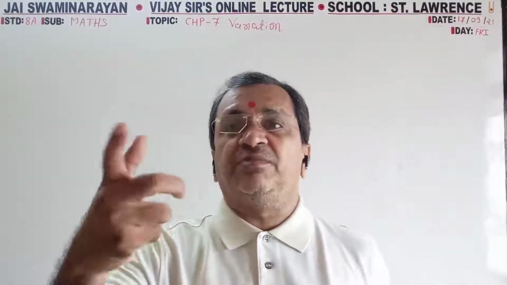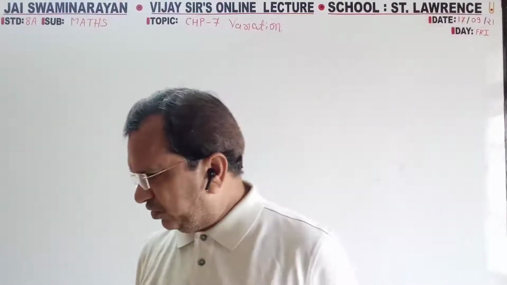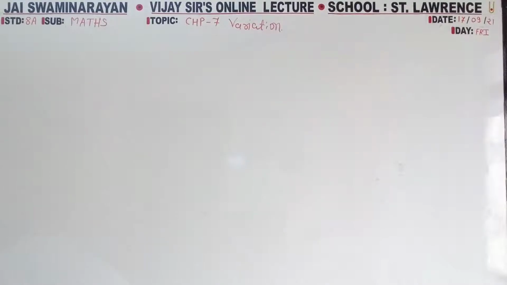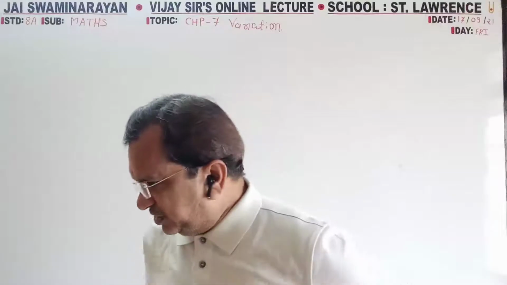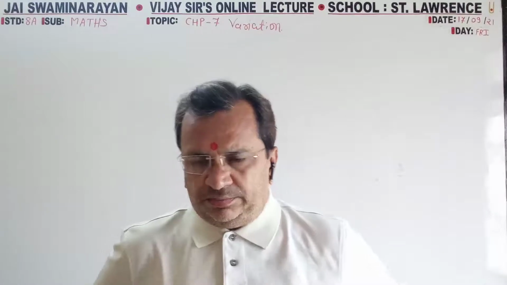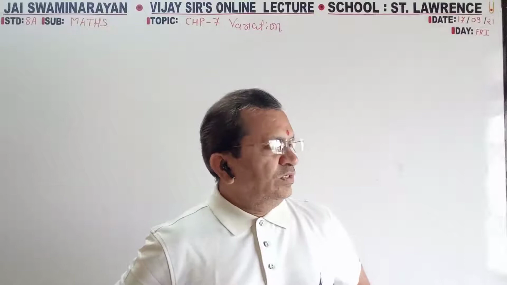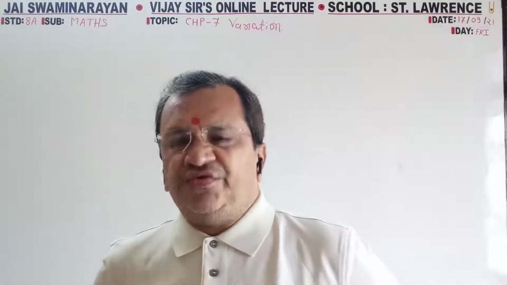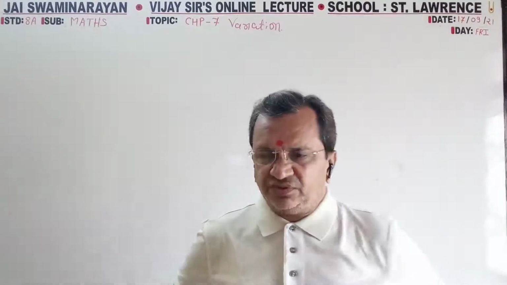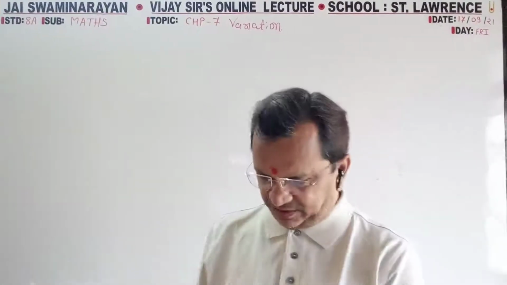Okay, 12 books 240 rupees, so one book 20 rupees. 3 books they have asked, 3 books 60 rupees. 9 books they have asked, 180 rupees. 24 books 480 rupees. 50 books 1000 rupees. Only one book is 20 rupees, that they have given.